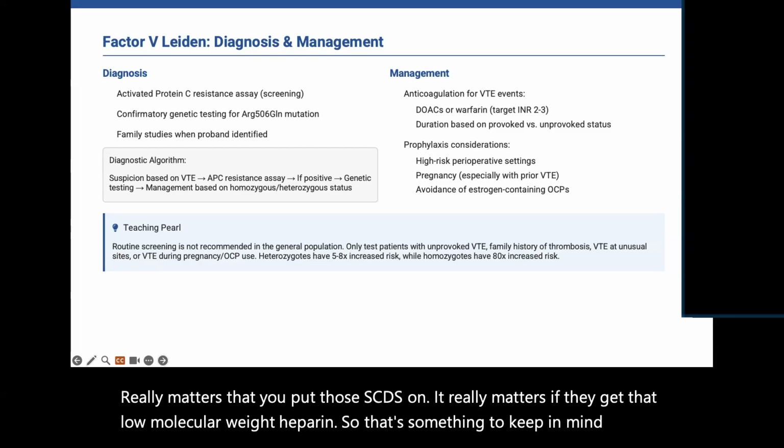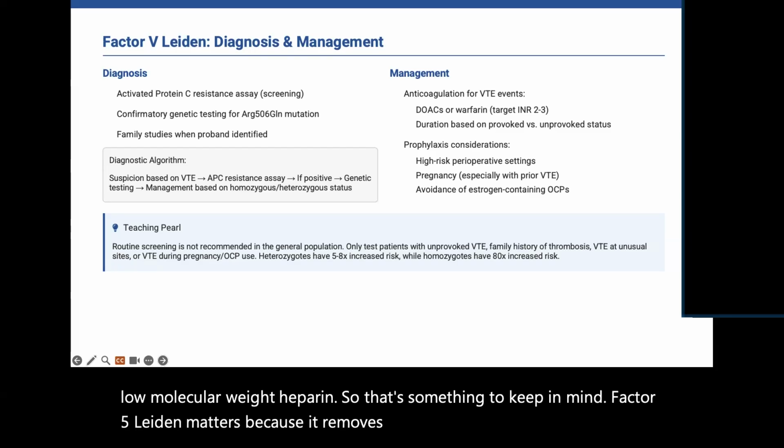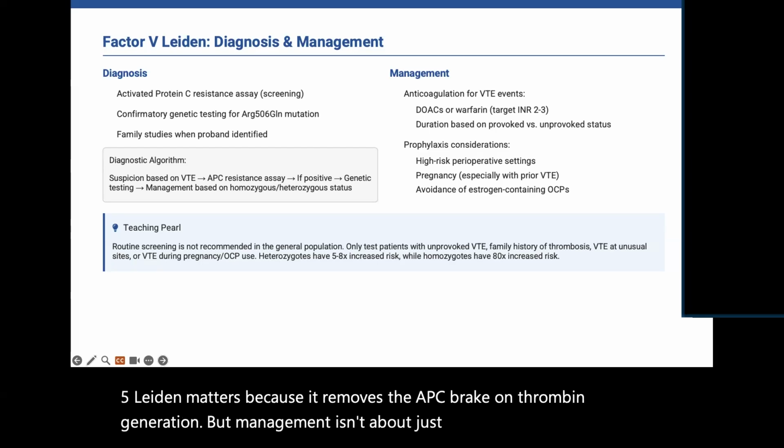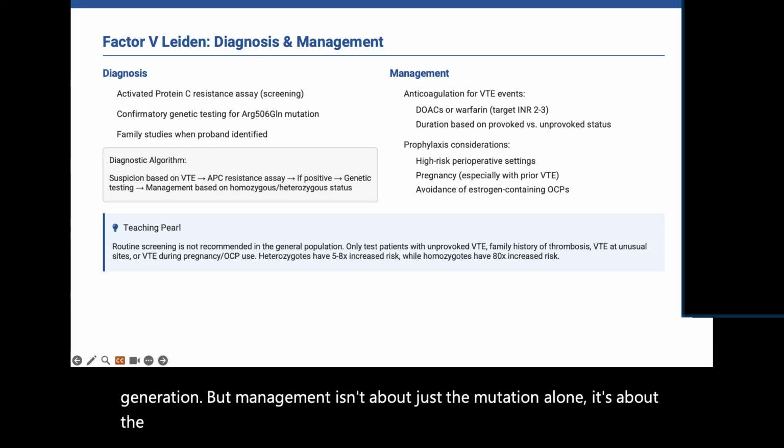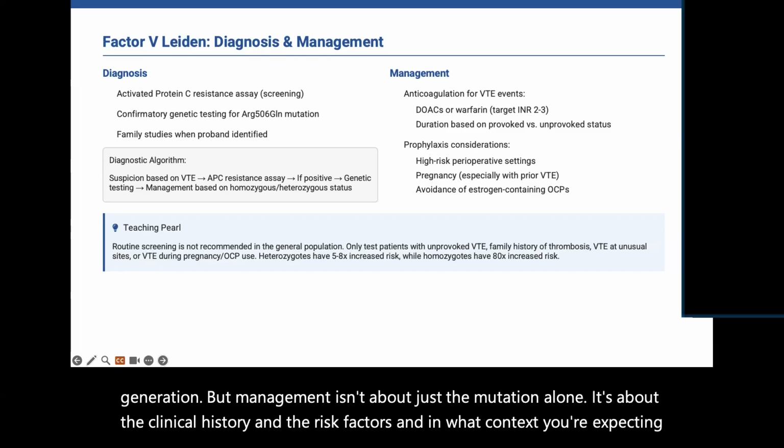Factor V Leiden matters because it removes the APC brake on thrombin generation. But management isn't about just the mutation alone. It's about the clinical history and the risk factors and in what context you're expecting them to possibly clot.